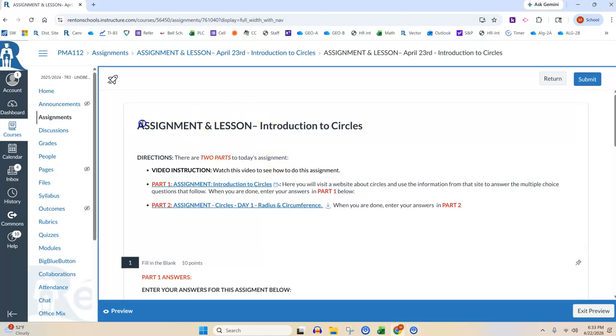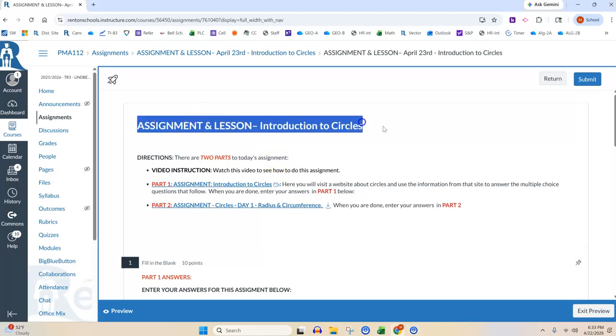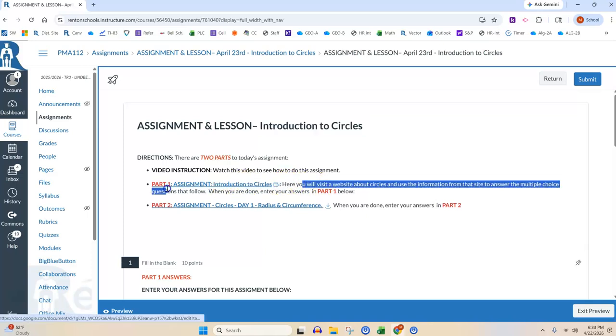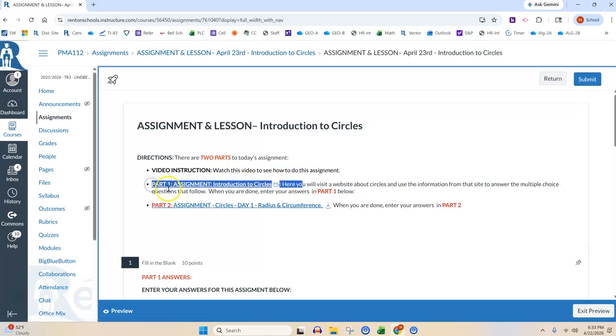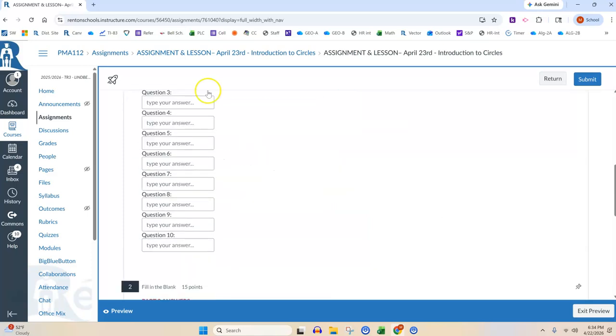Hello, today we are doing this assignment here, an introduction to circles. Okay, so the first part that I want you to do is make sure that you do this part first. We got to make sure we do part one, introduction to circles. So please go ahead and open this link right here, and then when you're done, enter your answers in part one down below.